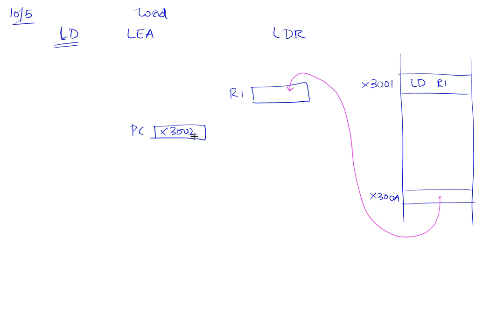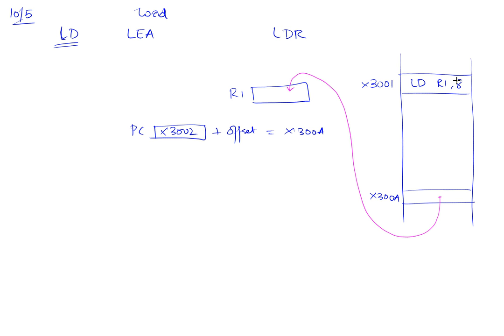So if PC is at 3002, what should I add to this so that I get the address where I want to reach out and grab the number I want? That happens to be 8. So I'm going to put an 8 here. So that allows me to load something into a register, right?